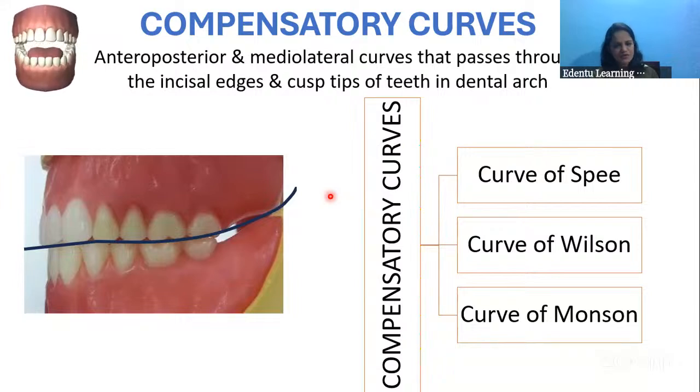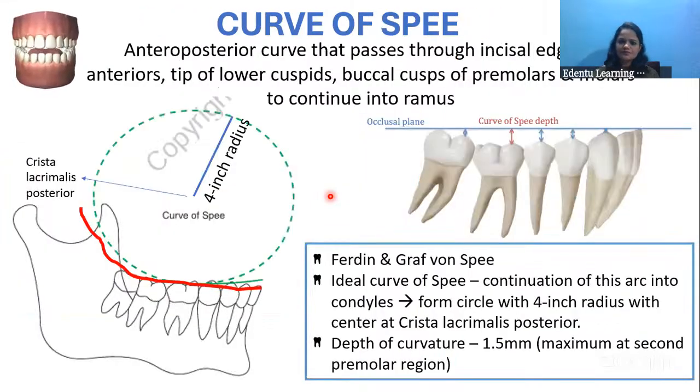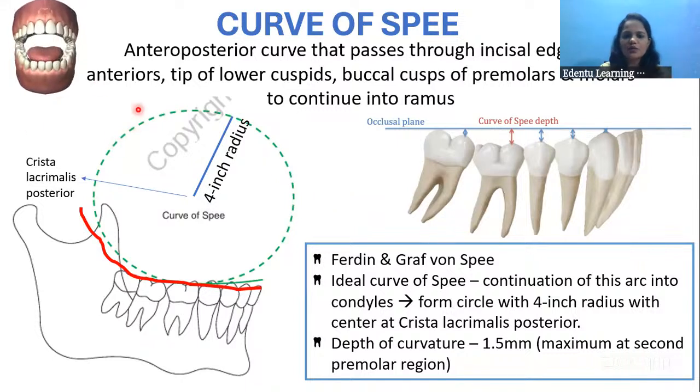So there are three types of compensatory curves. One is the curve of Spee, the other one is the curve of Wilson, and the third one is the curve of Monson. Okay, so these are the three compensatory curves. You should remember the names: curve of Spee, curve of Wilson, and curve of Monson. Okay, so first we will see what this curve of Spee is. This curve of Spee is an anterior-posterior curve.